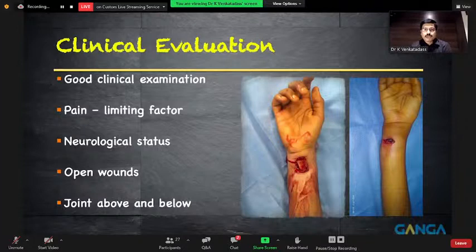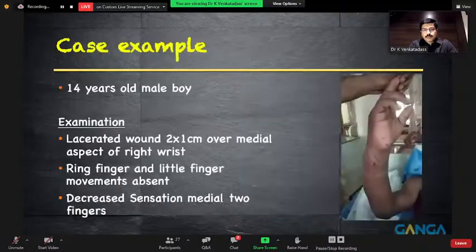It is not uncommon to see an open wound in children, and what we have seen is that usually the wound is on the volar side. You should document the wound and look at it carefully, because a missed wound can lead to an infection later on and disaster later on. And you should also remember to examine the joint above and below thoroughly.